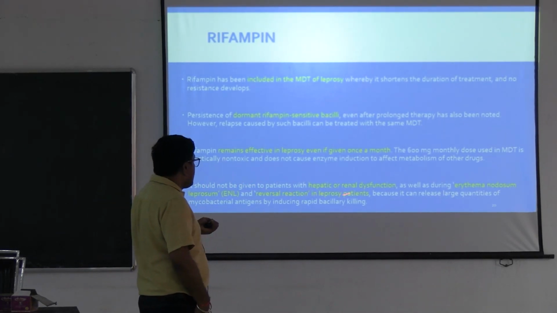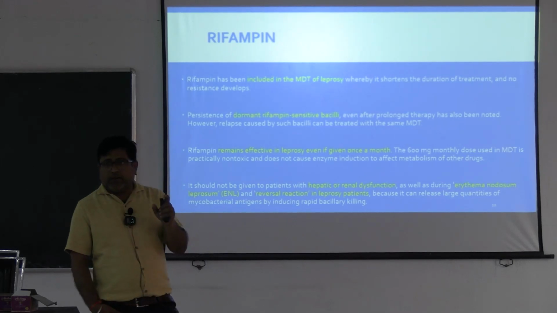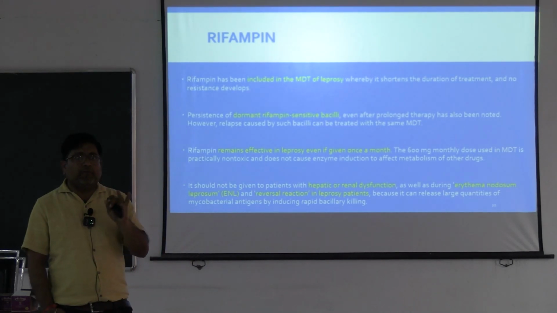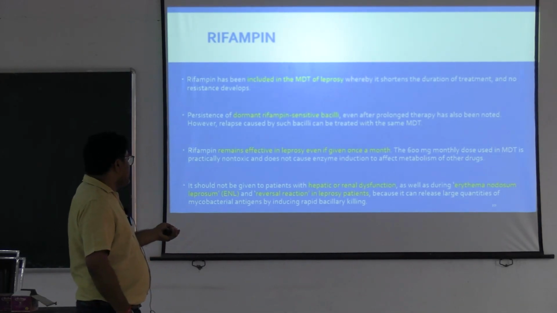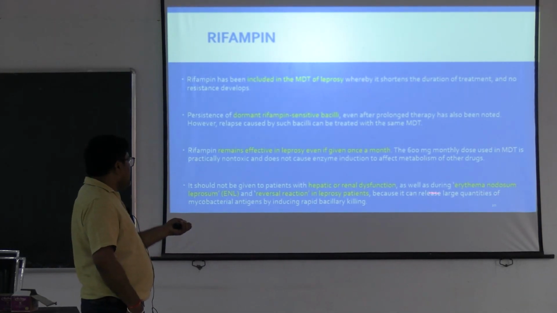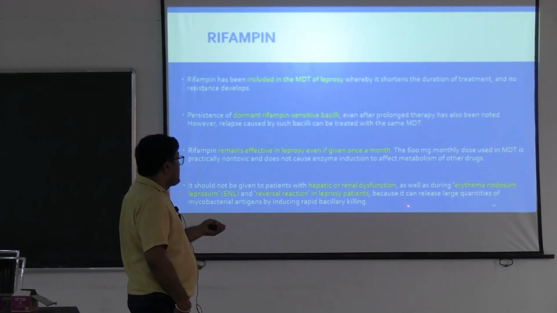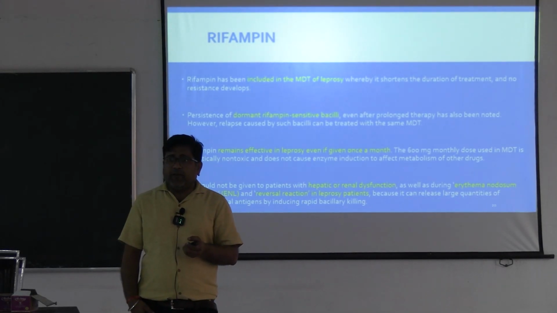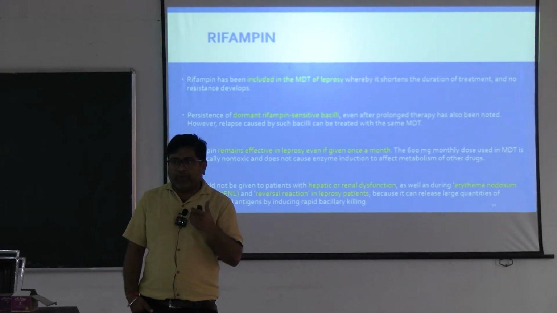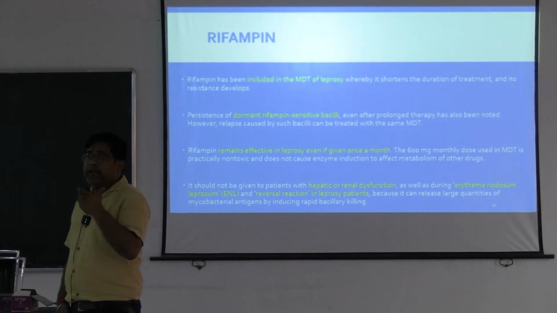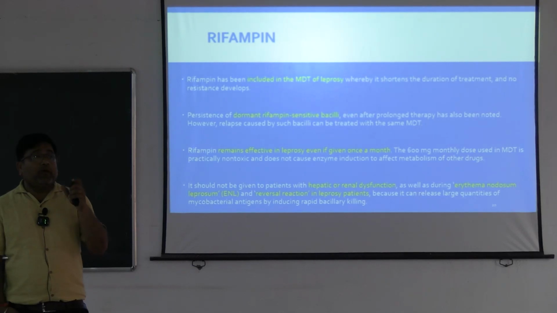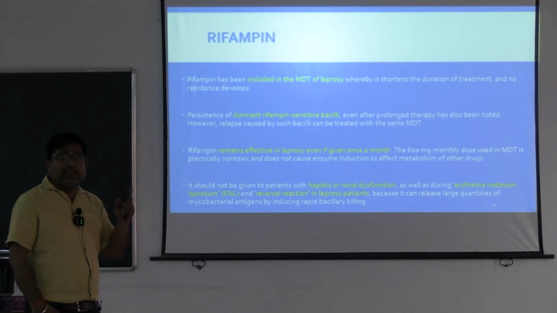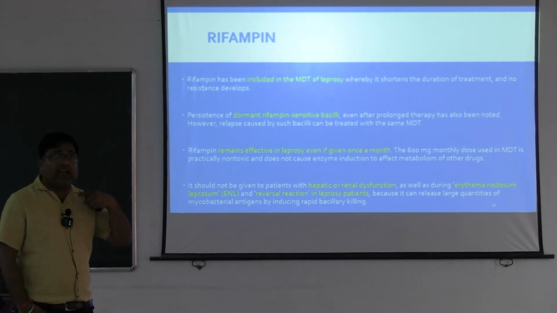It should not be given in a patient with hepatic or renal dysfunction, in a patient of Lepra reaction, or in a patient with reversal reaction. These two terms, Lepra reaction and reversal reaction, we will study later. Why is it not used in such patients in Lepra and reversal reaction? Because as it is a cidal drug, it rapidly kills the Lepra bacilli. So, it basically releases a large quantity of mycobacterial antigen, and that further accentuates the reaction.